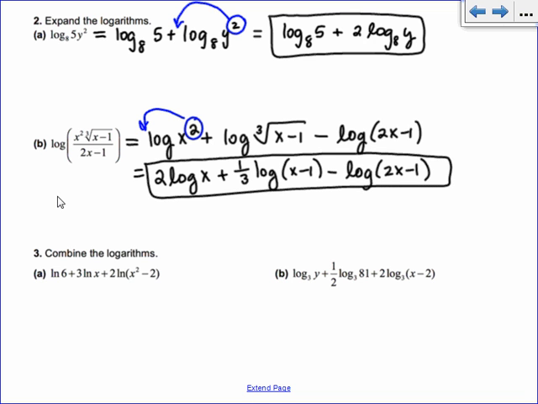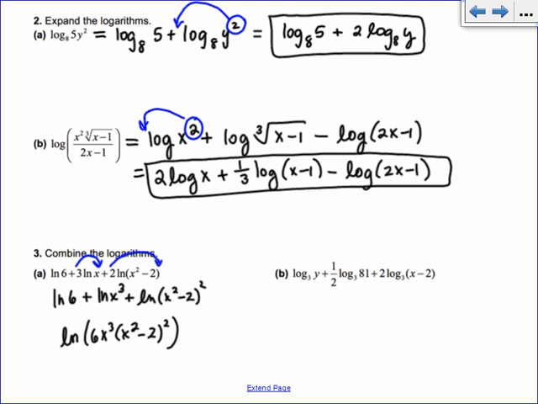So that's it. And then likewise, because you have multiple choice on your AP test, you're going to have to combine things as well. Sometimes your answer's in a different form. So knowing how to combine logarithms is important as well. So for this, we're going to go in the opposite order. We're going to bring the powers up. So we're going to have natural log of 6 plus natural log of x cubed plus natural log of x squared minus 2 squared. So we're going to have natural log of 6x cubed times x squared minus 2 squared. So it's the natural log of all of that.